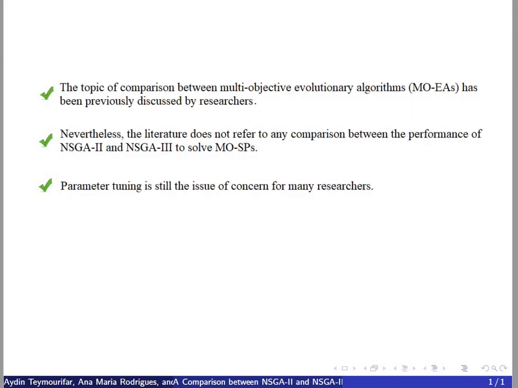The topic of comparison between multi-objective evolutionary algorithms has been previously discussed by researchers, but the literature doesn't refer to any comparison between the performance of NSGA-II and NSGA-III to solve multi-objective sectorization problems. Also, in this work, we use parameter tuning, which is still an issue of concern for many researchers. So, these matters can be considered as our contribution to the literature.